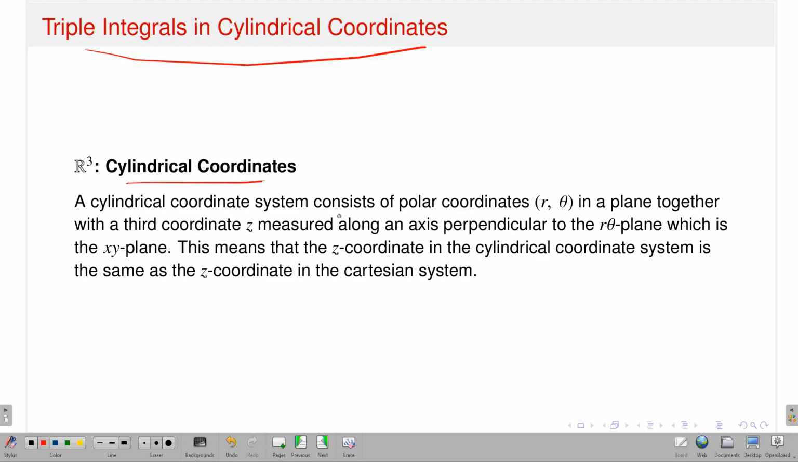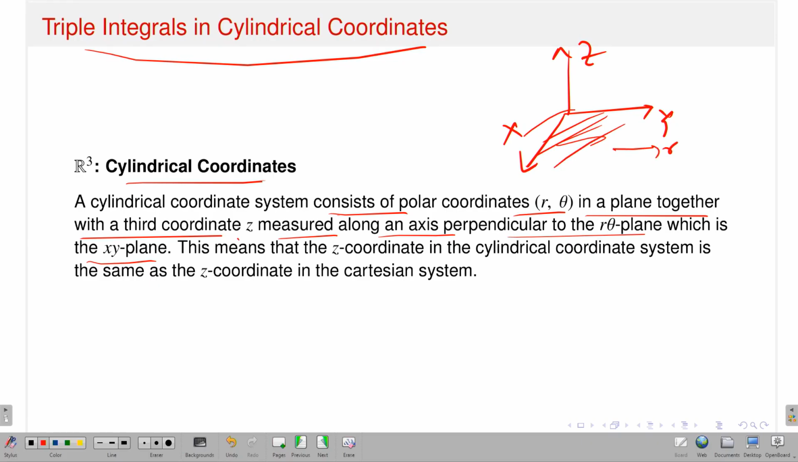A cylindrical coordinate system consists of polar coordinates r theta in a plane together with a third coordinate z, which measures along the axis perpendicular to the r theta plane, which is nothing but the xy plane. So, this is my x, this is my y and this is my z. In the xy plane, which is the r theta plane, the z is perpendicular to the xy plane, similarly it is perpendicular to the r theta plane, that is exactly what I have written.